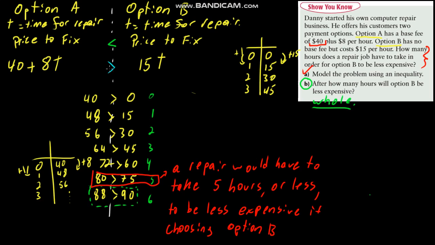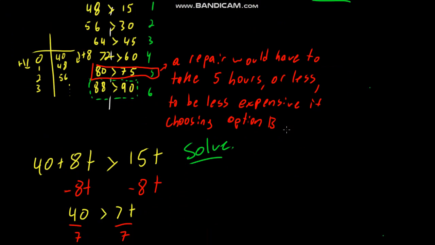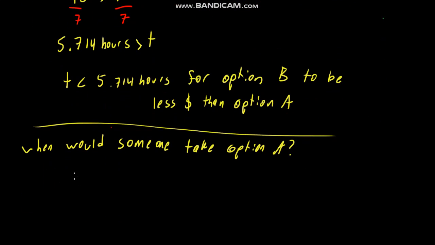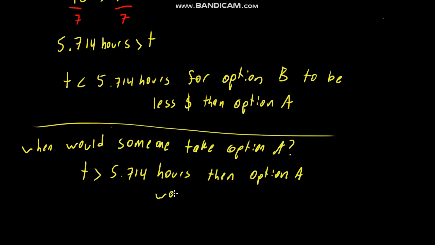So we can do this question again, but if we already have the answer for where option B is going to be less money than option A, then we can just say if T were greater than 5.71 hours, then option A would be more cost effective, or you could say just less money than option B. Then option A would be better.